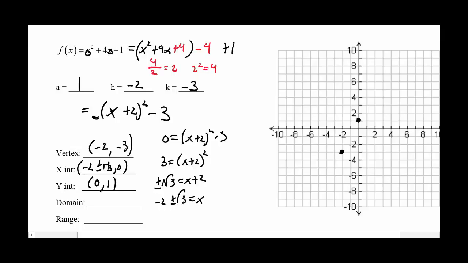Alright, so let's talk this through for a second. Square root of 3. Well, square root of 1 is 1. Square root of 4 is 2. So square root of 3 is somewhere in between. It's estimated as 1.5. So if I take negative 2 plus 1.5 and negative 2 minus 1.5, I get around negative 0.5, and then around negative 3.5. So right about there. And that fits what I visually see in the picture.